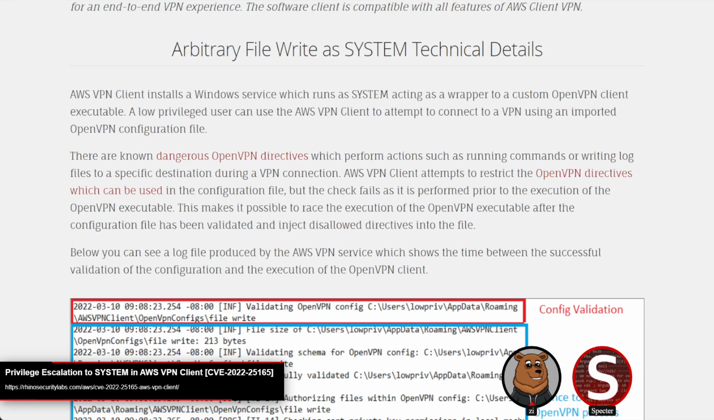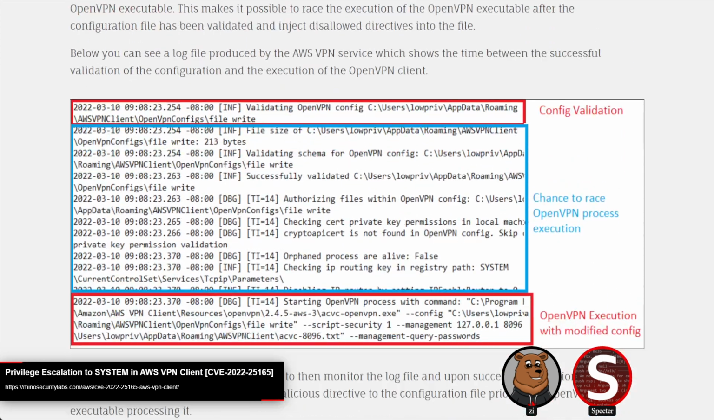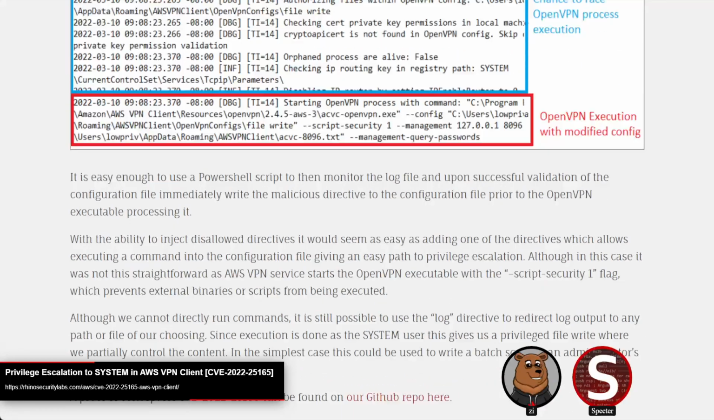But they could use the same trick that we covered last week, which was using the log directive to get some attacker-controlled contents written to an arbitrary file as system. I believe last week the way they abused that was to write a local batch file, which they were able to get executed in the system as well. The info disclosure is also pretty straightforward.